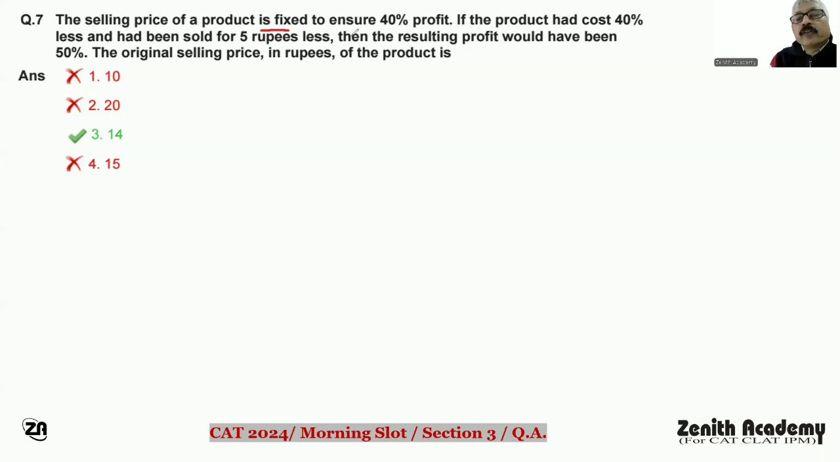The product is fixed to ensure 40% profit. If the product had cost 40% less and had been sold for rupees 5 less, then the resulting profit would have been 50%. The original selling price in rupees of the product is to be found out. Okay. So the question is like, suppose this is a cost price. Selling price is fixed in such a manner that it generates 40% profit. So it means the selling price will be at +40% profit.